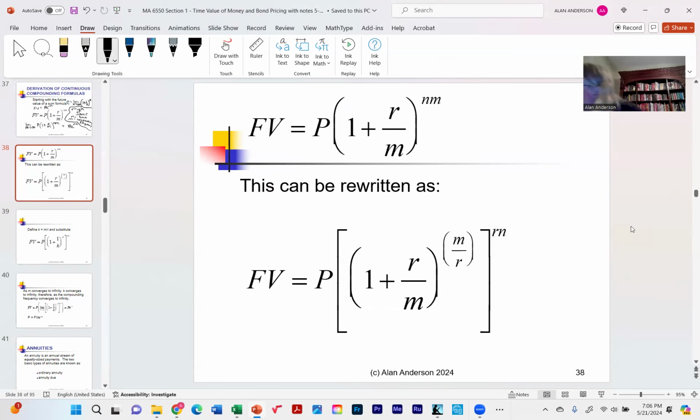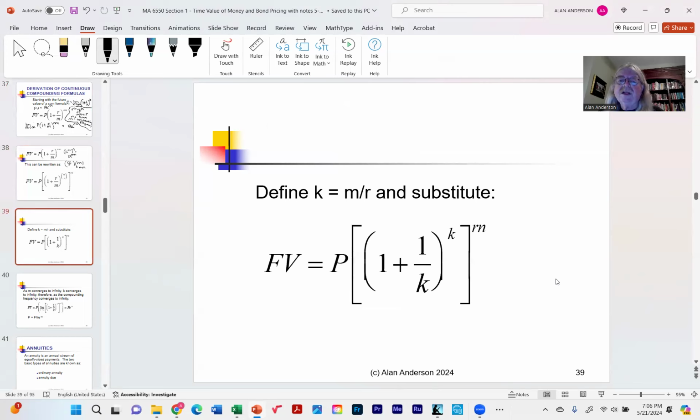Now if you notice, just in general, the power rule for exponents tells us that if we have a to the m power, which is all raised to the n power, the result is a to the m times n power. So here, what they've done is written this in such a way that m over r, times rn, is still mn. What's different is the way we've written it. And so the exponent hasn't changed. But here's what this lets us do.